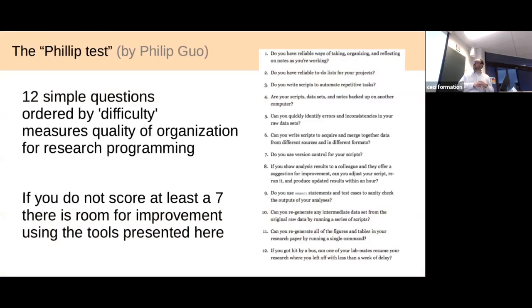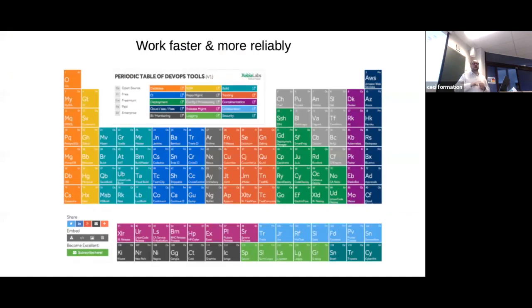The final thing is the Philip test, which is a nice test that you could take. It's 12 questions ordered by level of difficulty. For instance, the first one is, do you have a reliable way of taking, organizing, and reflecting on notes as you're working? This is the first question. The last question is, if you got hit by a bus, can one of your lab mates resume your research where you left off with less than a week of delay? And if you don't score at least a 7 on this list, then there's room for improvement using all the tools that I've presented and also the tools that are in this list.